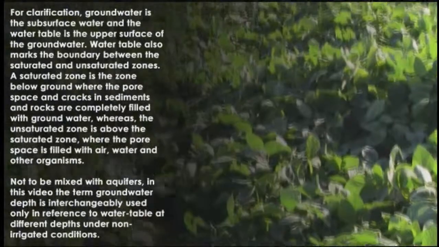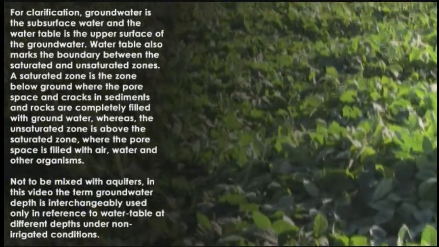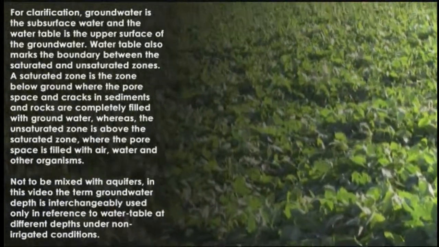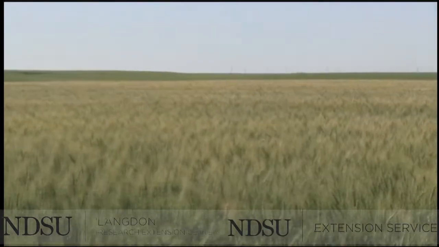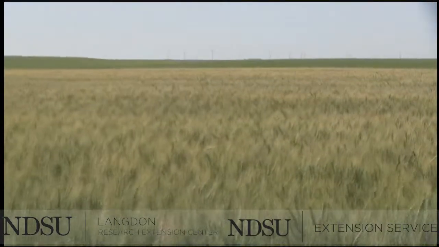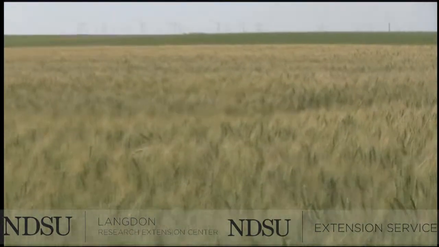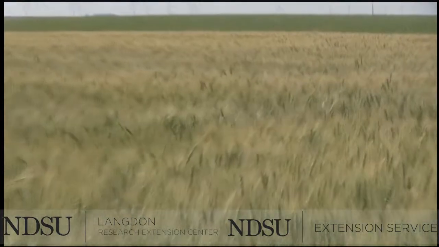Not to be mixed with aquifers, in this video the term groundwater depth is used interchangeably, only in reference to water table at different depths under non-irrigated conditions. Good quality groundwater can be an excellent source of water for crops if the water table is at an optimal depth of about 3 feet and there are moderate weather conditions.